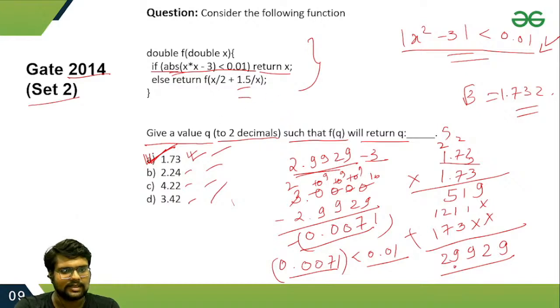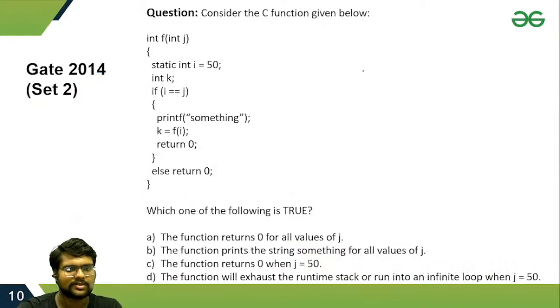Okay. So here our first option gets satisfied. So hence we take it, because we know that this is a multiple choice question and only one option is correct. Okay. So here we got lucky because we had to test only one option, and the correct option is 1.73. Okay. Let's move to our next question.